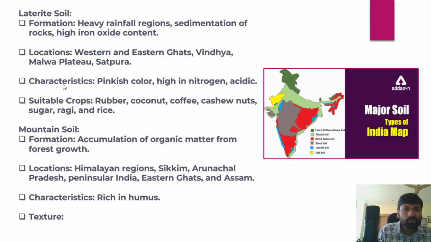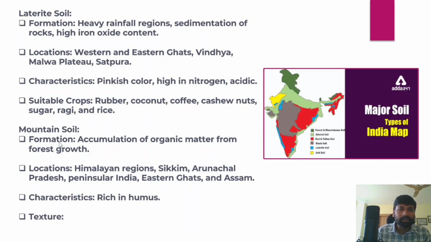The characteristics of laterite soils include that they are pink in color, and they are very high in nitrogen and acidic in nature. The suitable crops for these laterite soils include rubber, coconut, coffee, cashew nuts, sugarcane, ragi and rice. So these are the wide variety of crops which are cultivated in these laterite soils.